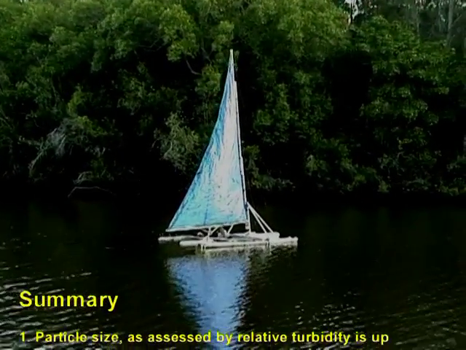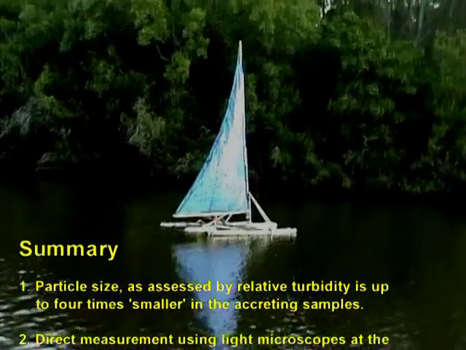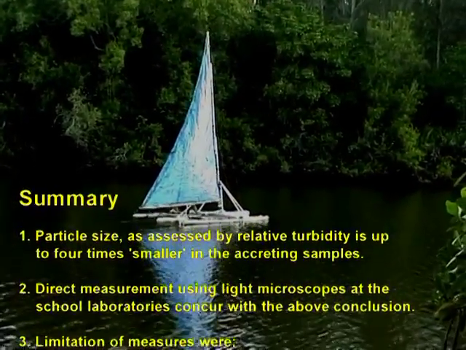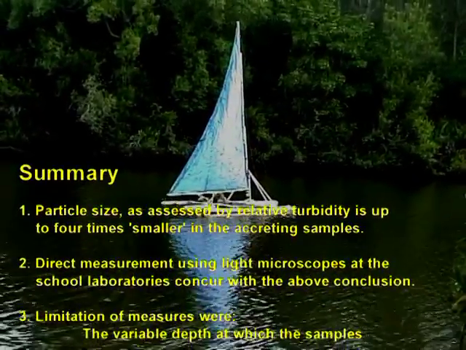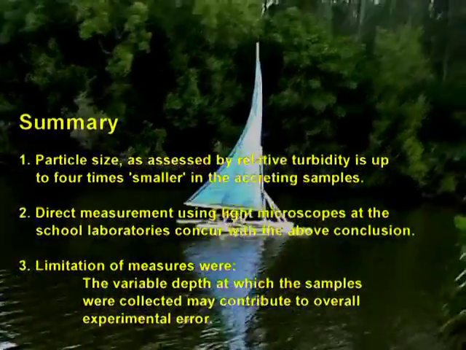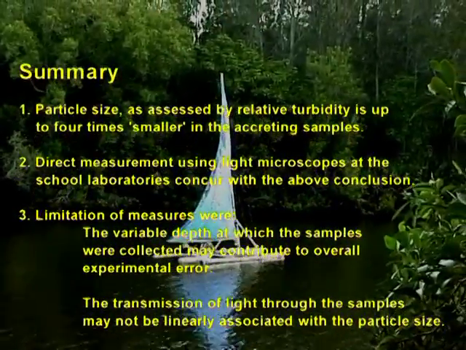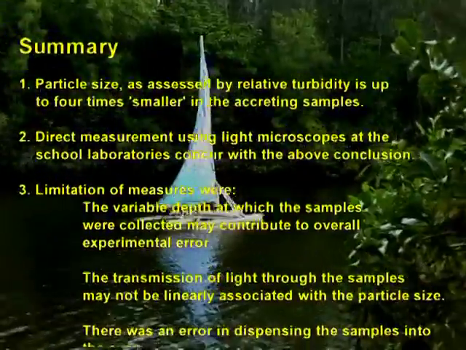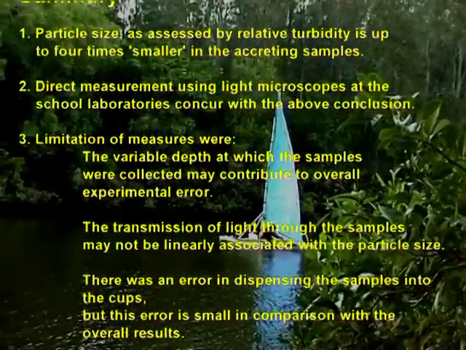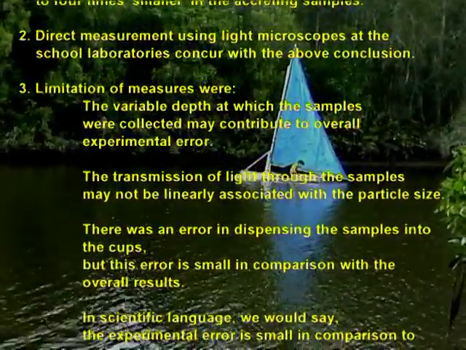In summary, the particle size as associated by relative turbidity is up to 4 times smaller in accreting samples. This is because the energy from the river brings the smaller particles and lays them on top of the accreting side of the river, therefore it accretes. On the other side of the river we have the eroding side. Energy from the river takes away sand from this side of the river, leaving only the coarsest and largest sand granules left on the eroding side of the river.